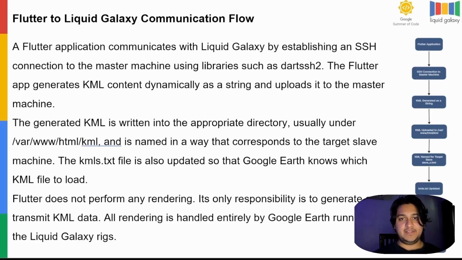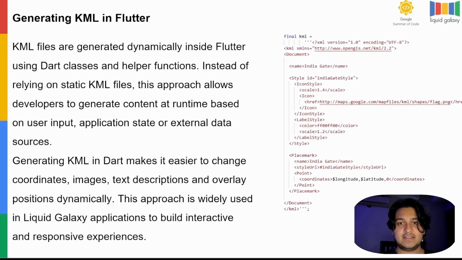All rendering happens inside Google Earth on Liquid Galaxy machines. Instead of relying on static KML files, Liquid Galaxy applications often generate KML dynamically inside Flutter using Dart classes and helper functions. This makes it very easy to modify coordinates, images, positions, and even labels at runtime. This is very useful for interactive applications where content changes based on user input or external data sources.